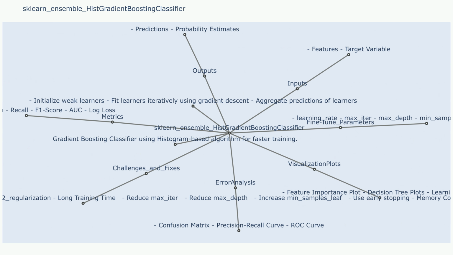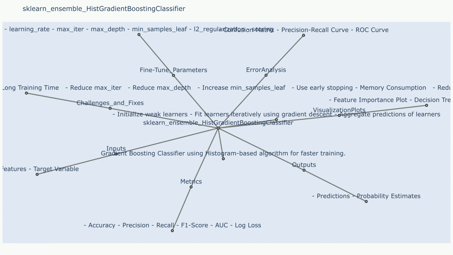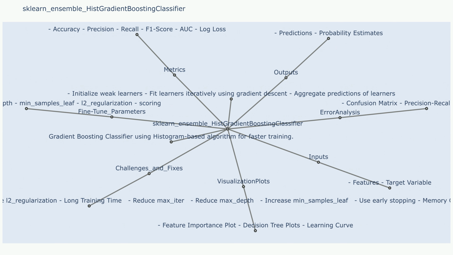Visualization plots. Feature importance plot depicts the relative importance of each feature in the model's decision-making process. Decision tree visualization visualizes individual decision trees within the ensemble, revealing the structure and decision rules. ROC curve plots the true positive rate against the false positive rate for different classification thresholds, illustrating the model's performance.